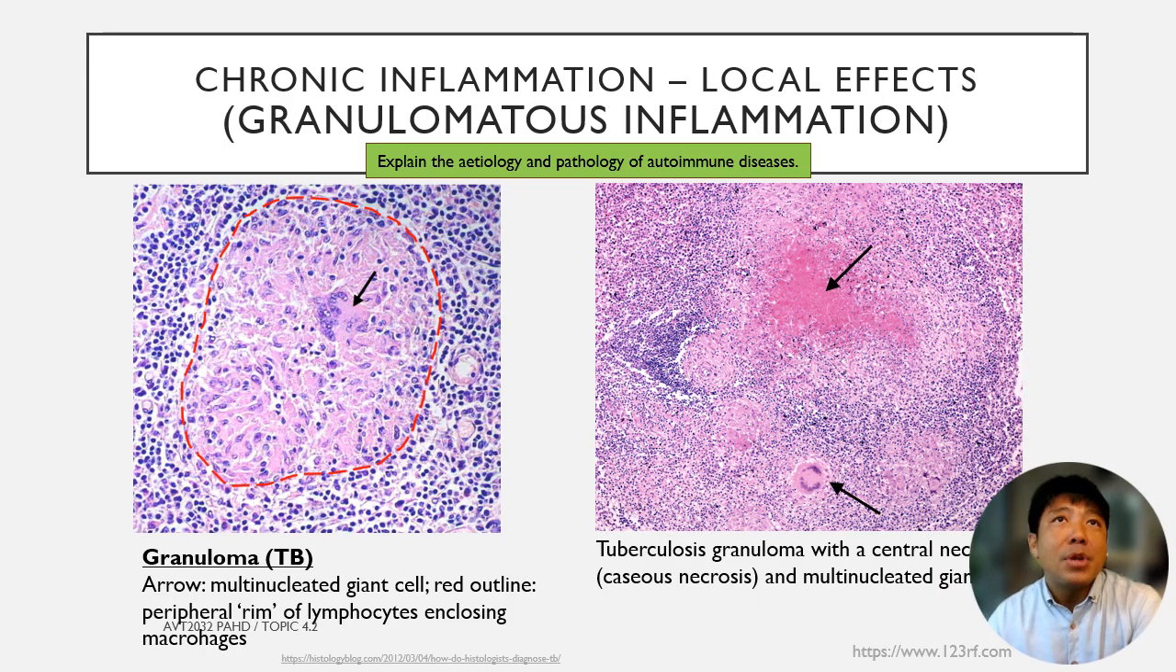In this slide, I've shown you two tissue sections. The left one is granulomatous tuberculosis, TB. Take a look at the multinucleated giant cell where the arrow is pointing. The red outline shows the peripheral rim of lymphocytes enclosing the macrophages. On the right-hand side is the tuberculosis granuloma, where you can see multinucleated giant cells with the arrow pointing at them.